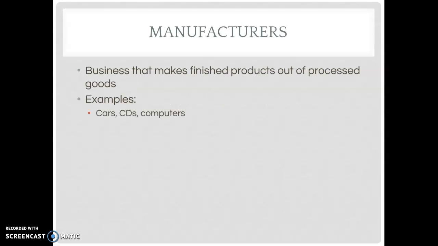Next, we have a manufacturer. A manufacturer is a business that makes finished products out of processed goods. So they are going to take those more finished products and finish them and sell them off to consumers. Examples of this would be a business that makes cars or CDs or computers.